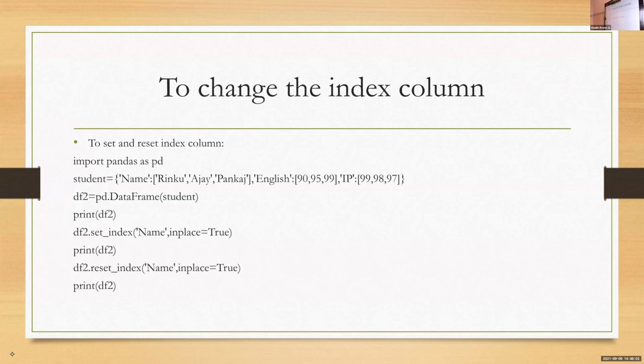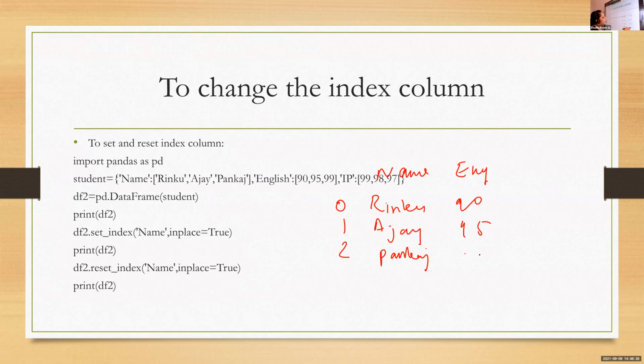In DF2, the normal thing, 0, 1, 2 is the index, and Ringu, Ajay, Pankaj are the names. Then for English, it is 90, 95, 99, and for IP it is 99, 98, and 97. I want to remove this default index value and set this name column. This is the first column, but I want to set this column as the index value.